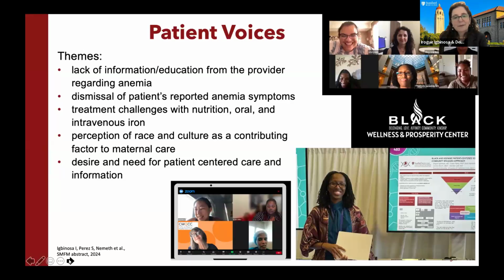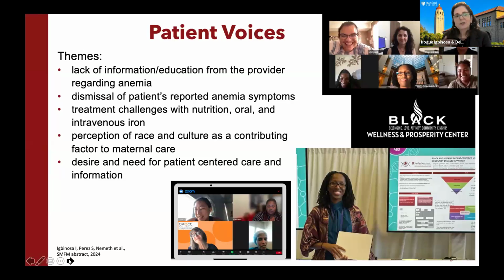There were several themes that emerged from this work. We found that there was a real lack of information and education from the providers regarding anemia, and we're not there in the room listening, but I think the take-home message is if you have somebody who had anemia during pregnancy, who said, I don't understand what I had and how it was important, that's a problem. And so however it was communicated wasn't getting through.